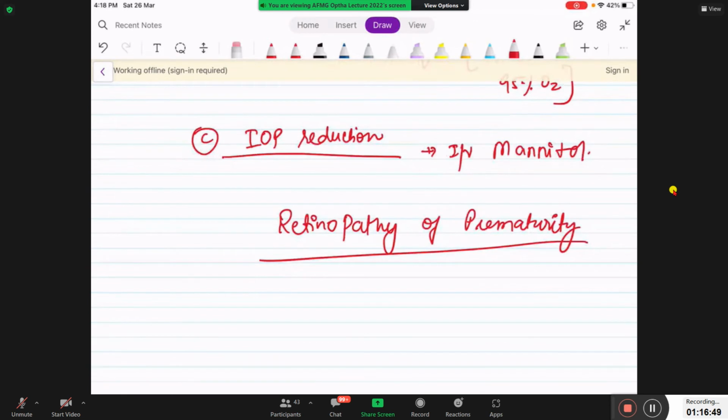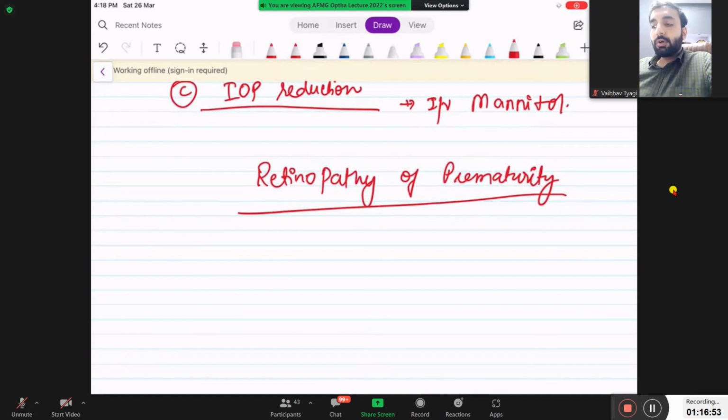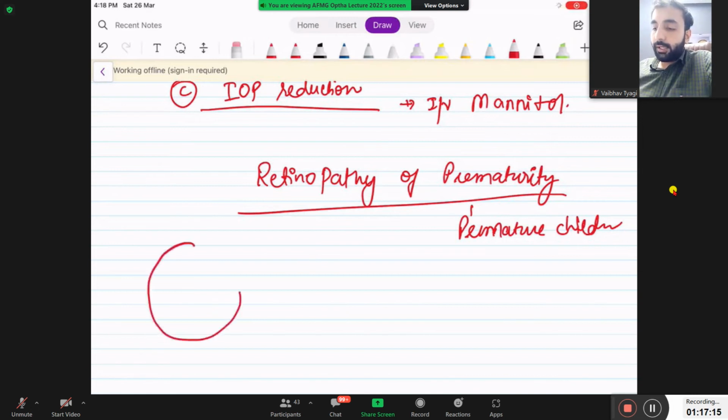Okay. Now try to understand. Prematurity means in premature children. As the name suggests, it is a disorder of the retina. Some retinal pathology is there, which is seen in newborn kids, neonates, infants. Now, try to understand the pathology only. Don't write or draw anything.